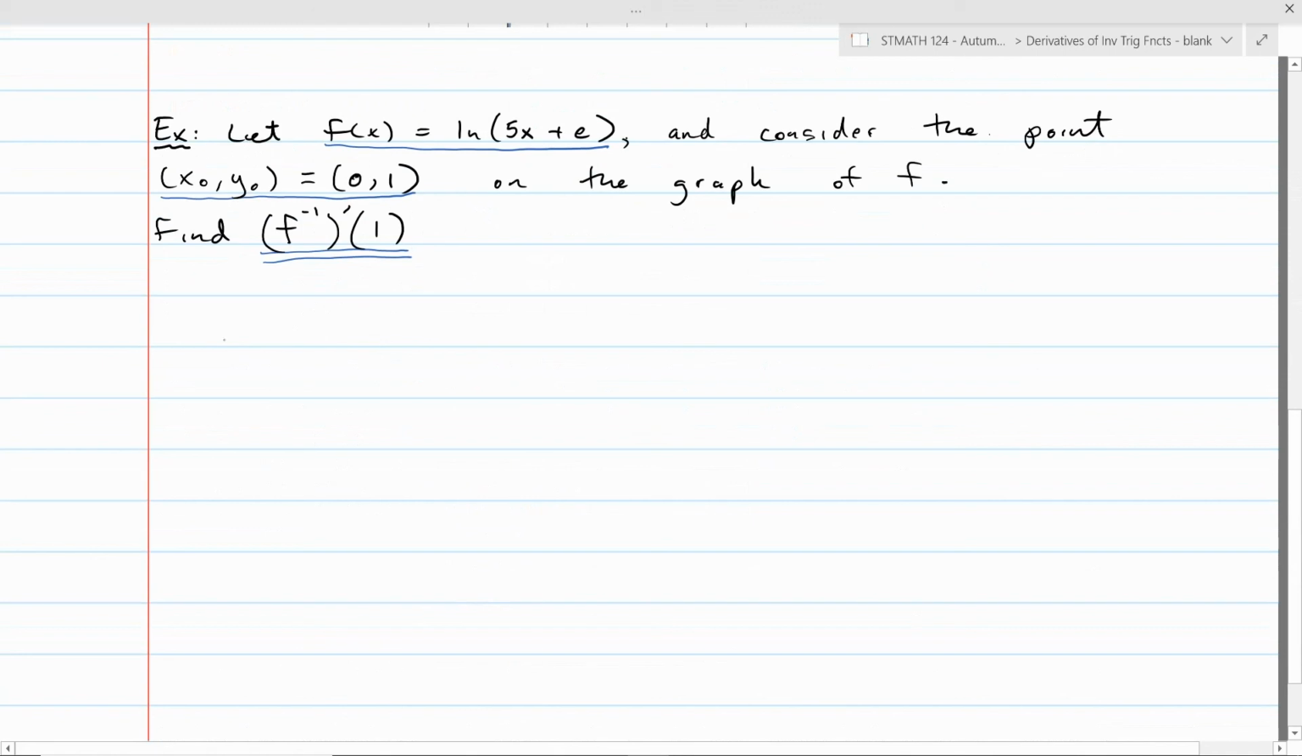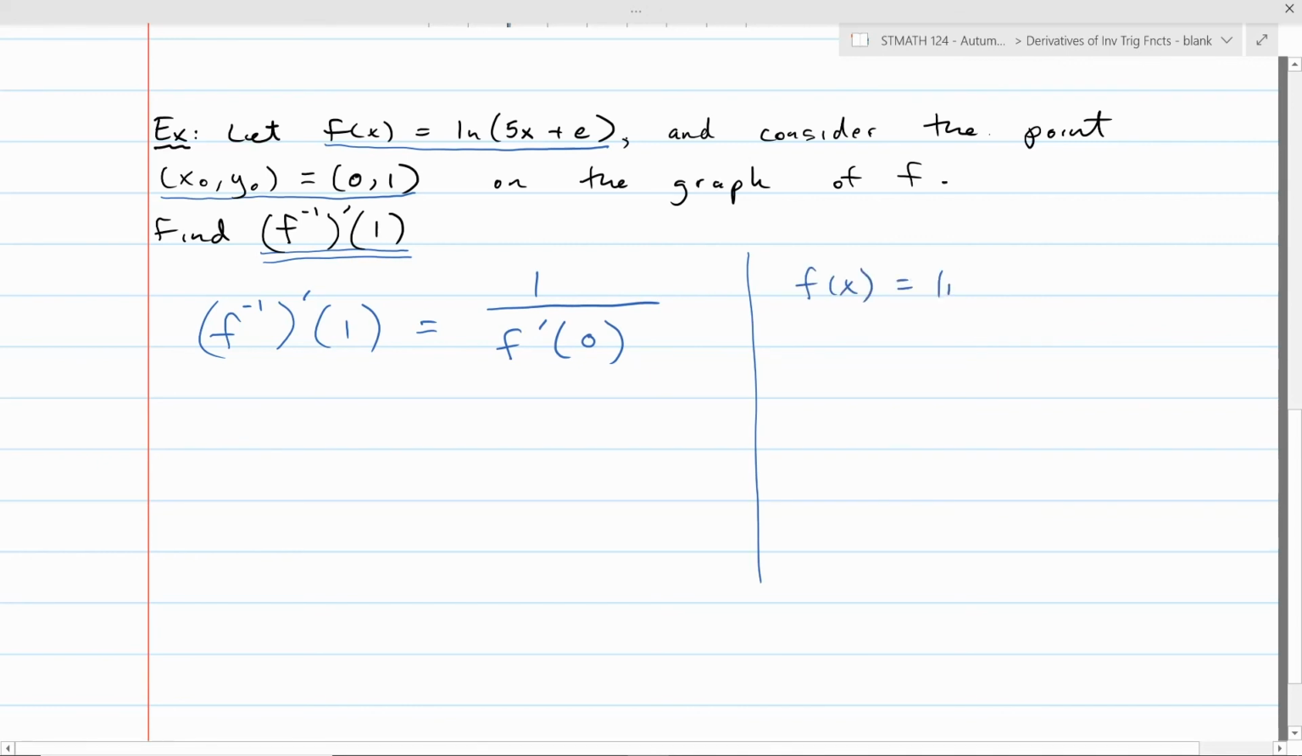So that formula up there said that if I want that derivative, the derivative of f inverse at 1, it's 1 over the derivative of the original function, but evaluated not at 1, evaluated at 0, which was the x value of the point on the graph. Well, we should be able to do this because over here on the side, we know f of x is equal to natural log of 5x plus e. So its derivative, f prime of x, is 1 over 5x plus e. But then multiply times the derivative of the inside function, which is 5. So I'm just going to write that as 5 in the numerator there.